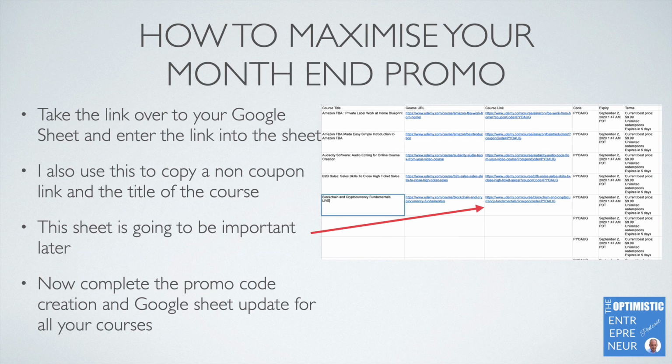You can then take this over to your Google Sheet and enter the link into the sheet for the relevant course. I also use this to copy a non-coupon link and the title of the course at the same time. This sheet is going to be important later, so you must do this step. Now, complete the promo code creation and Google Sheet update for all your courses.